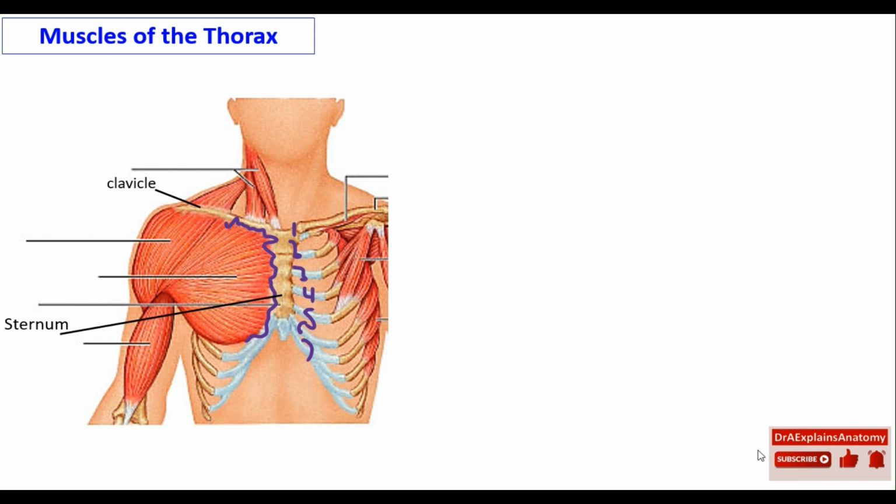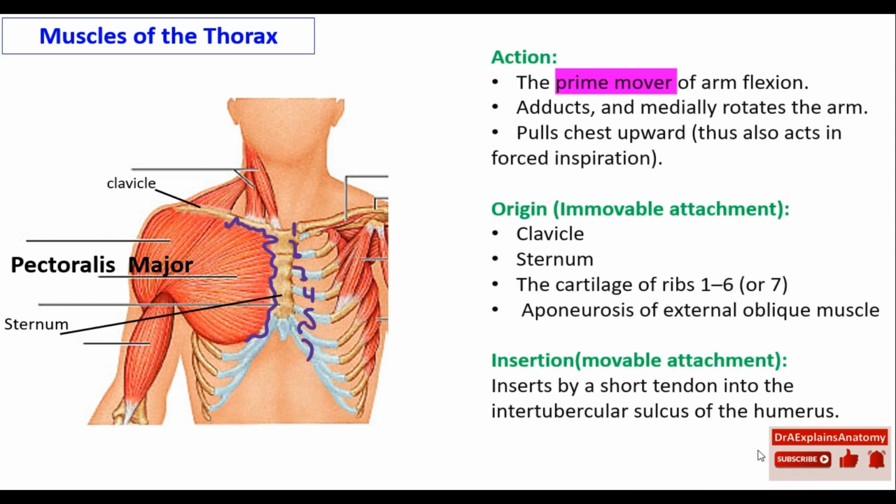In this video, we will go over the action, origin, and insertion of some of the thorax, abdomen, and back muscles. Starting with the first muscle, the pectoralis major muscle. It is the prime mover for arm flexion. It adducts and medially rotates the arm. It also pulls the chest upward during forced inspiration.